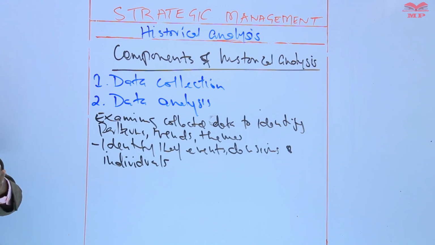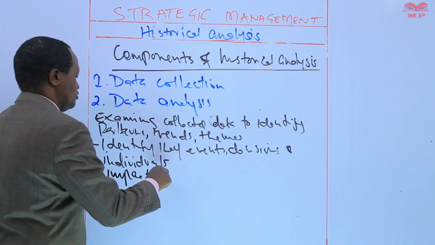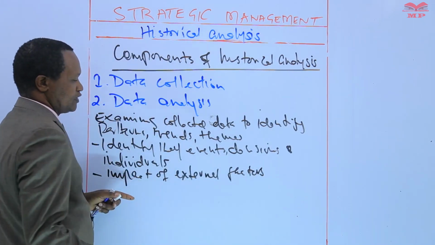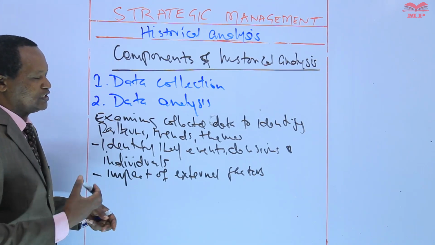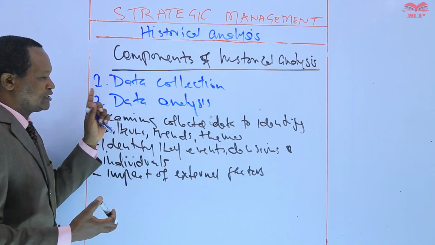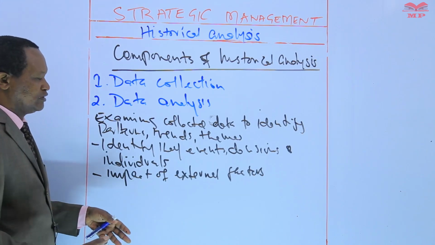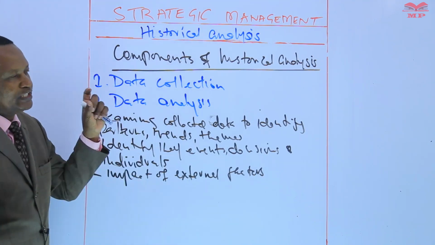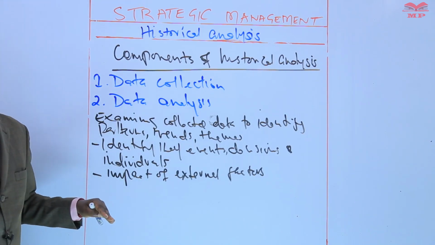Data analysis may also involve analyzing the impact of external factors, because companies do not operate in a vacuum. Companies are affected by social factors, political factors, environmental factors. So by looking at past events, one can see the impact of these external factors on the company's history. Assuming there was, say, a recession in a given year, you can see how that recession affected the organization.